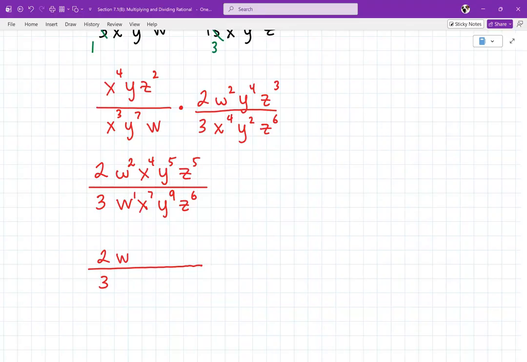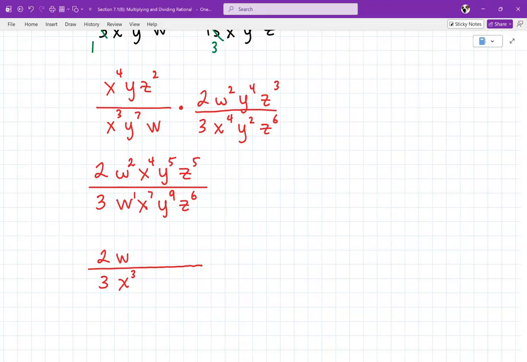What about x to the fourth divided by x to the seventh? If you subtract 4 minus 7, what do we get? Well, 3, but negative, right? Negative 3. 4 minus 7 is negative 3. So that's x to the third. It's on the bottom because the answer was negative.